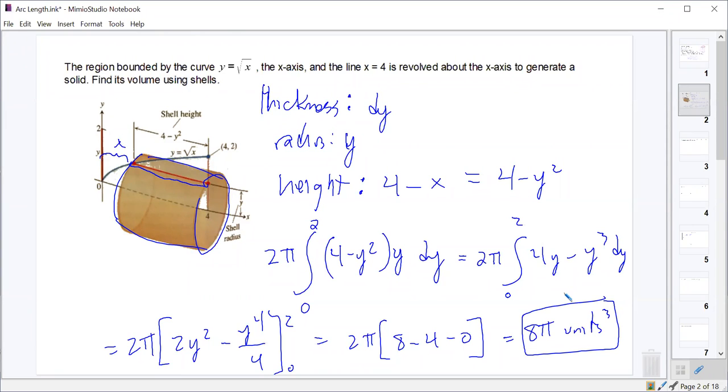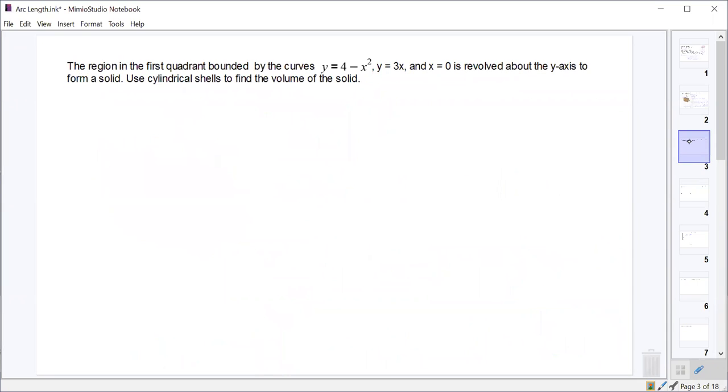Now this one would actually have been really easy to do using disks, right? Using our slicing method. But just as an illustration here, this is how we would do it using shells. Good or no? Yeah. Cool. All right. That is shells. We'll do a couple more, and then we'll move on to arc length.